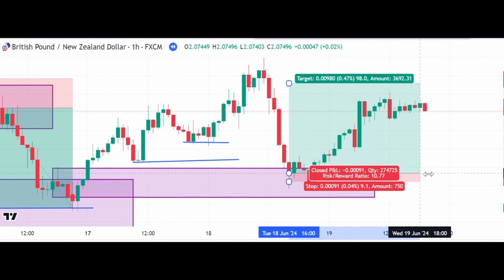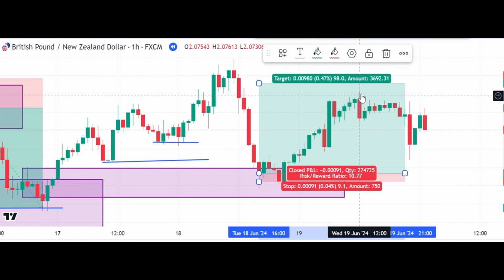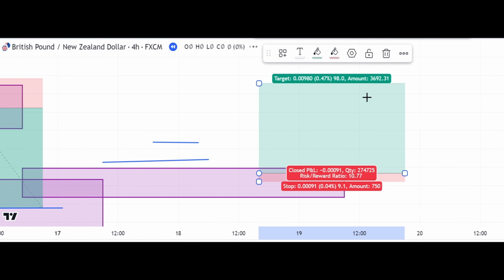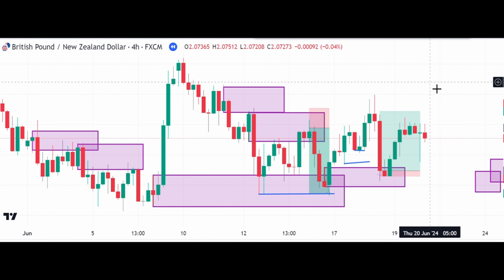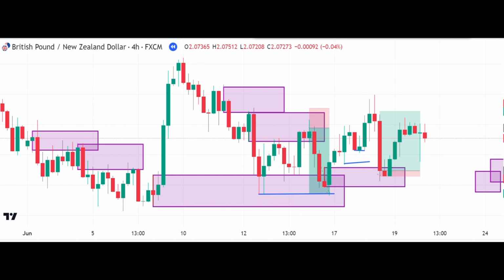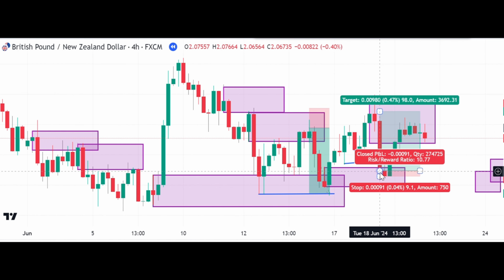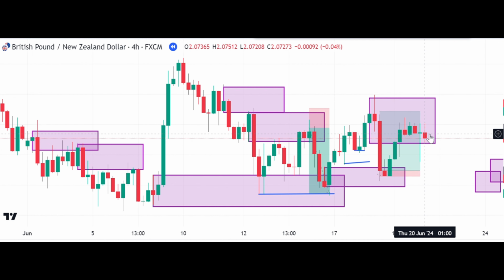Left for me alone, I would have taken my profit because, as you can see, there is a form of an order block in this area here. If I move to the 4 hours, you will get the idea of what I'm talking about. Okay, so as you can see, this whole level here would have been an order block for me, because this level would break this structure here. So this level would have been another block.